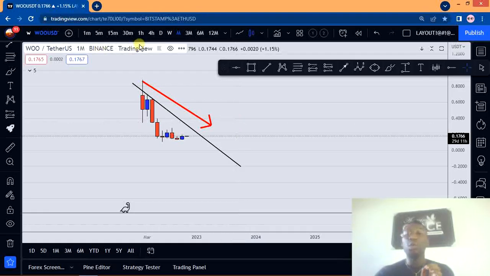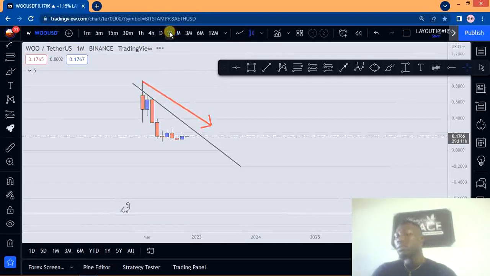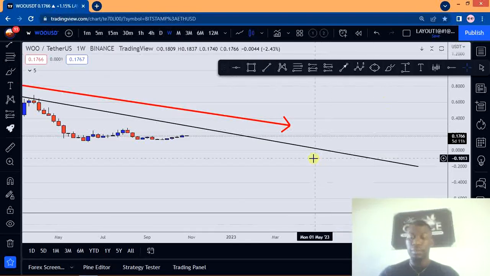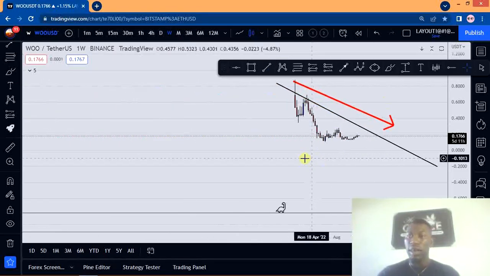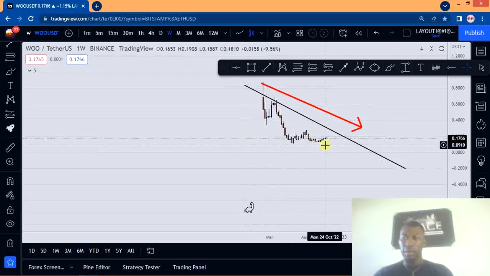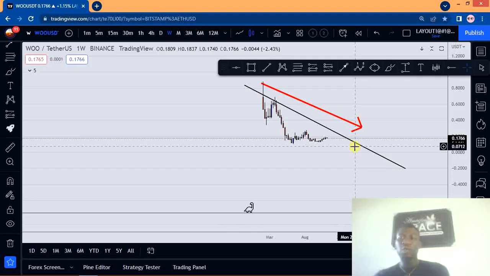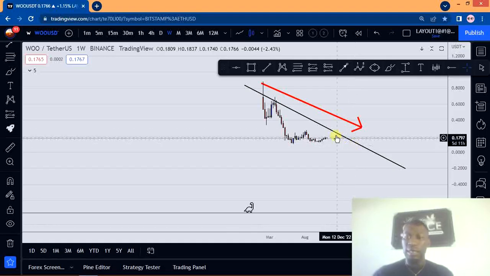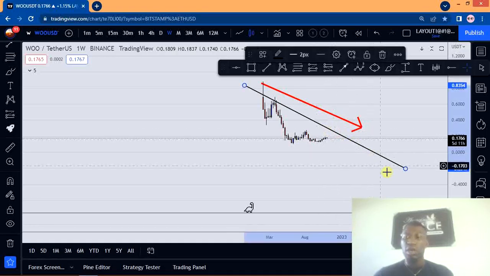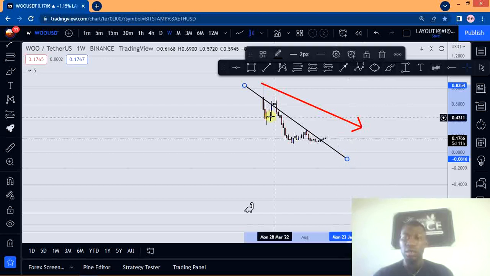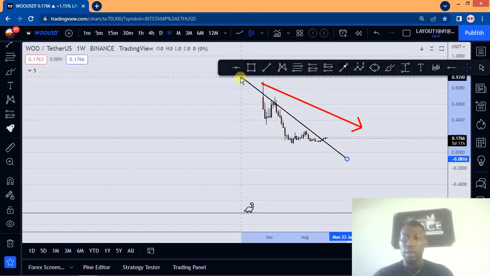Then you come to your weekly time frame to make sure that you are correct. Now you have been able to see the direction of the market. The weekly time frame is where you will draw this trend line accurately. You come over here and draw it, just making sure you touch some wicks. If you don't know how to draw a trend line, I have a video where I share how to draw a trend line.